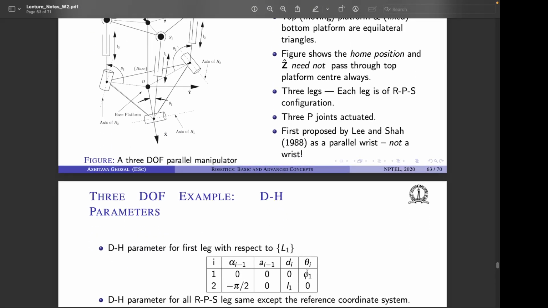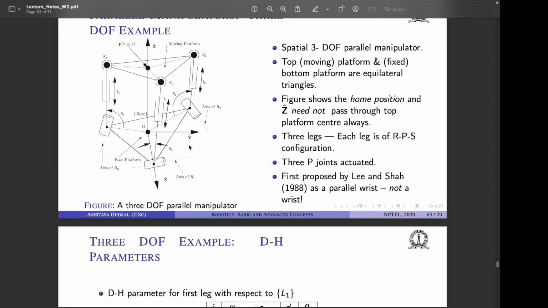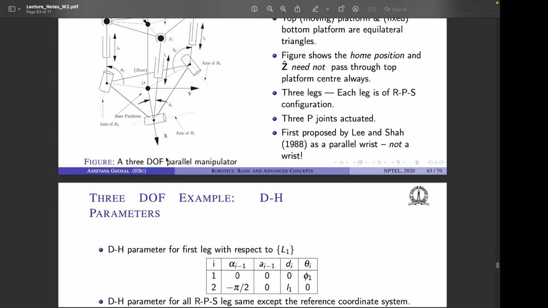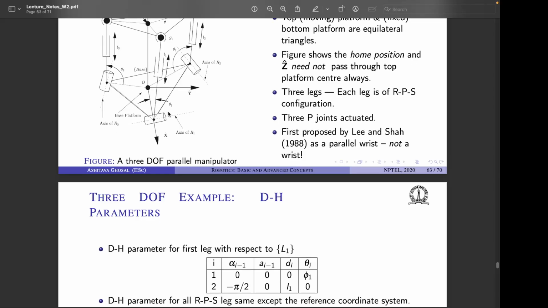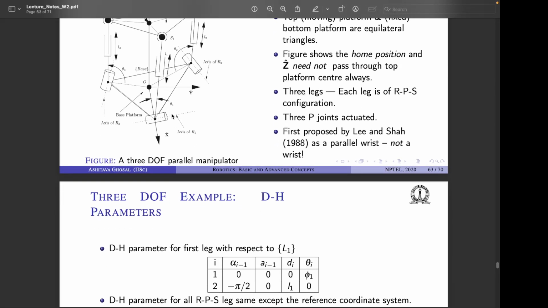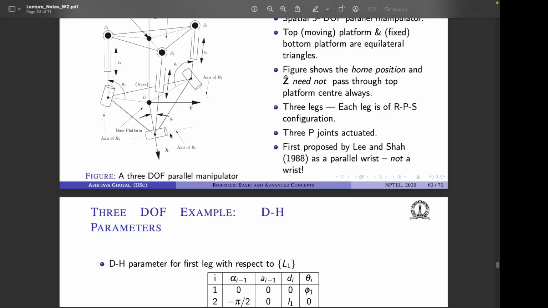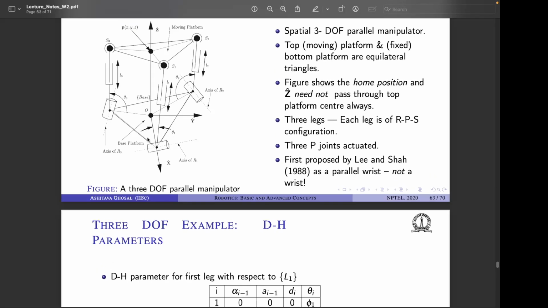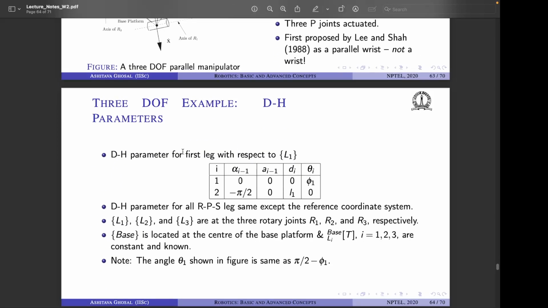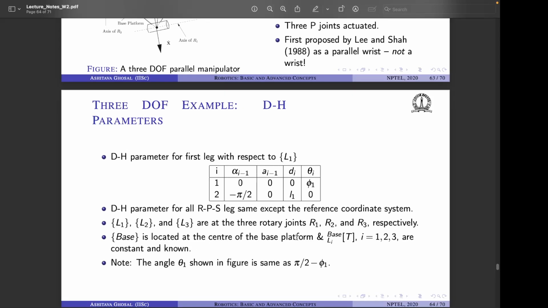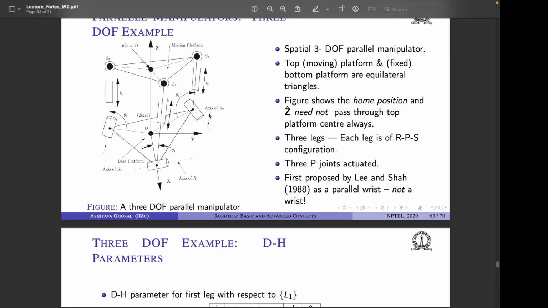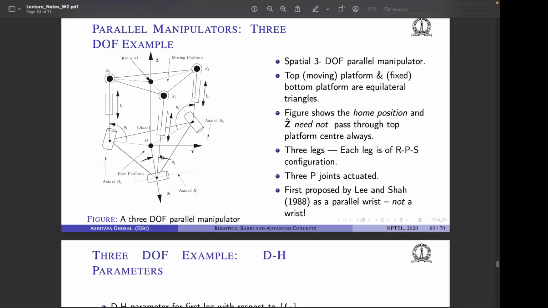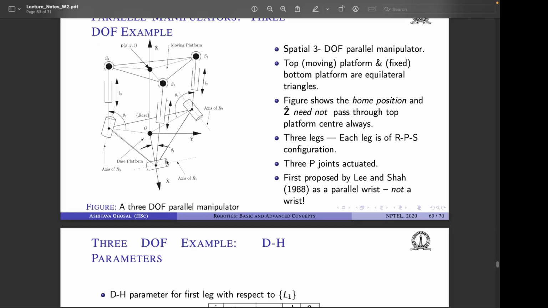Now the theta I. First thing is theta 1. Right. So theta 1 is basically, I think we'll have to imagine this as 90 degree minus theta 1. So that is phi I. Right. So axis of R1 is this, and this is the base platform. So the angle theta 1 shown in the figure is same as pi by 2 minus phi 1. Okay, I think theta 1 is shown here, right?